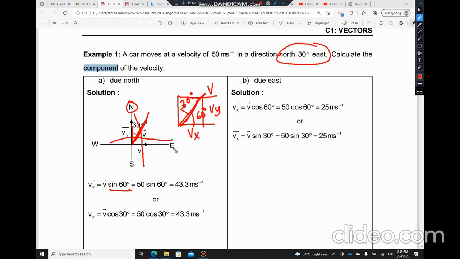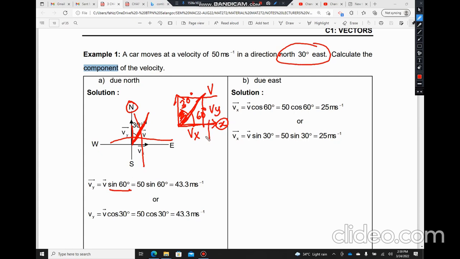Okay, so kalau kita nak tengok due north, maksudnya ke arah utara kat sini. Okay, ingat sudut dia sentiasa bergantung pada paksi X. Dia sentiasa bergantung pada paksi X. So since walaupun kat sini 30 degree, so kita ambil yang ni. Kita ambil yang 60 degree, tapi kita ambil Y, tetap Y. So kalau Y, maknanya Vy, Vy equals to V sin 60.